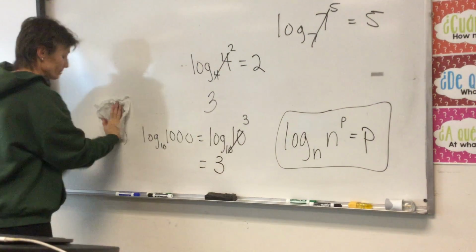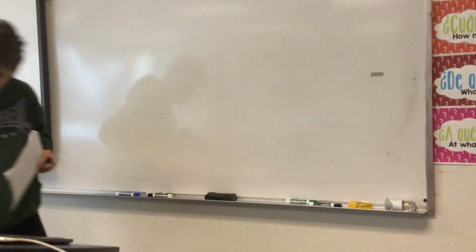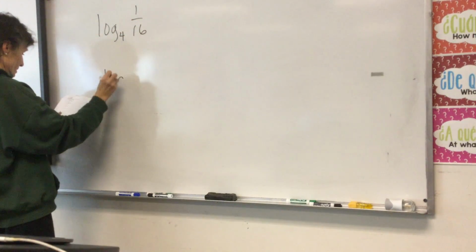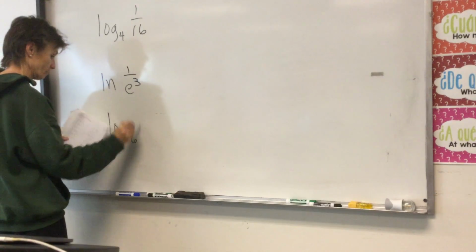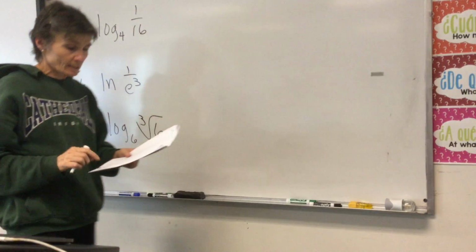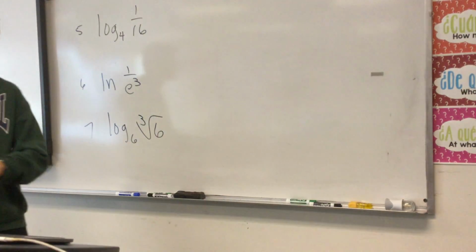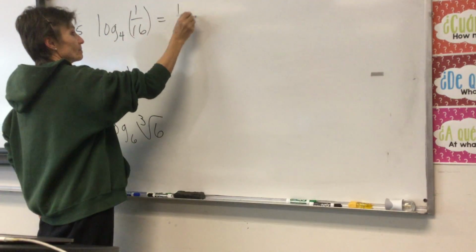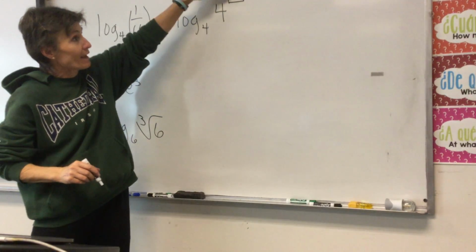All right, now we're going to try some that are a little bit trickier. Some of these you're going to need to use what you know about exponents to help you do the problem. So, number 5. These two numbers don't match. So what you have to do is figure out if you can make a match. In other words, can you change 1/16 into a power of 4? Because if you could, these would cancel, and that would be your answer.